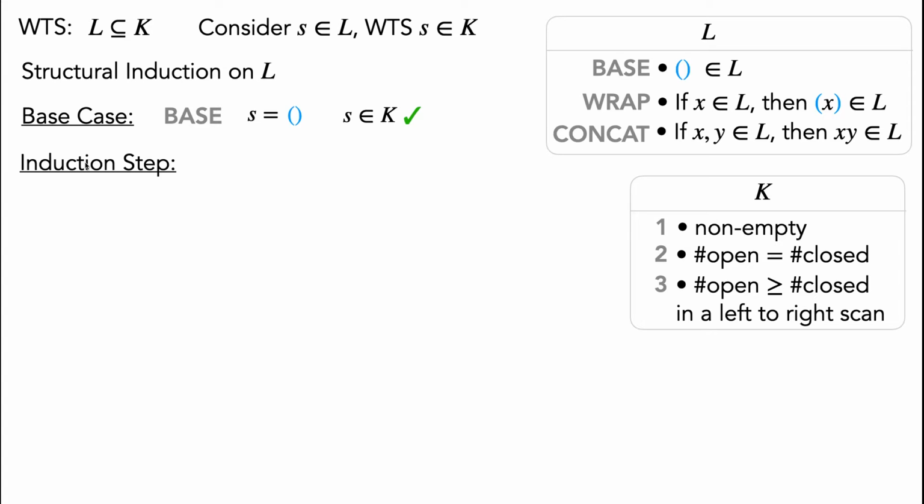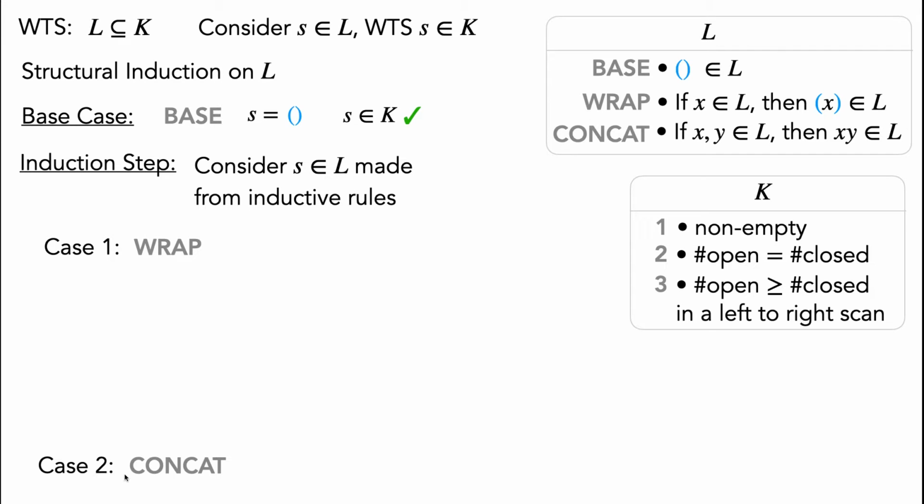One thing to note is that when we're doing structural induction, we don't always explicitly write out the induction hypothesis because we assume that it's always going to be that the proposition holds for a structure with fewer recursive rules applied, so we just skip writing that down. For the induction step, we consider the string S made from the inductive rules. So the inductive rules are the wrap and concat rules. We already handled the base. So we can split this up into 2 cases. S was either made from the wrap rule or it was made from the concat rule.